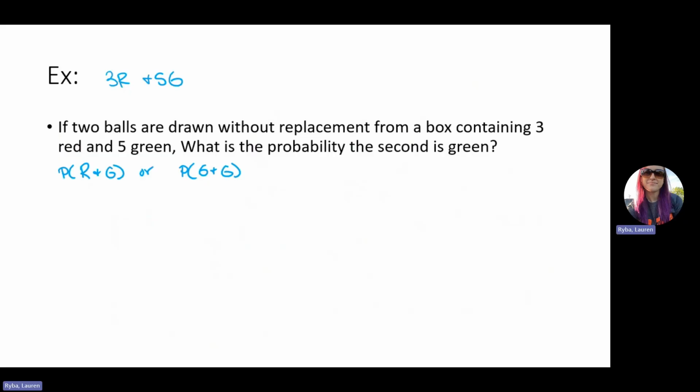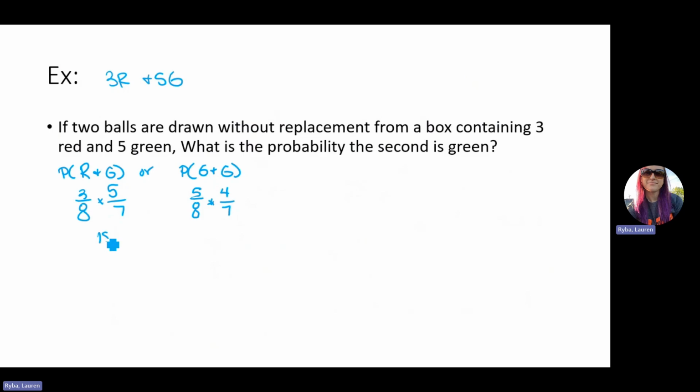So if I work with the first one, there's 3 red out of a total of 8. Once I've drawn that first one out, I'm no longer replacing it. So I now only have 7 balls in the box, of which 5 are green. So the probability I then get a green is 5 out of 7. I'm going to do the same thing for the green and green. So reach in the box the first time, 5 out of 8 are green. Once I've pulled that one out, there's now 4 of the 7 remaining that are green.